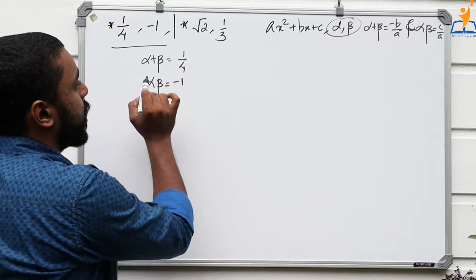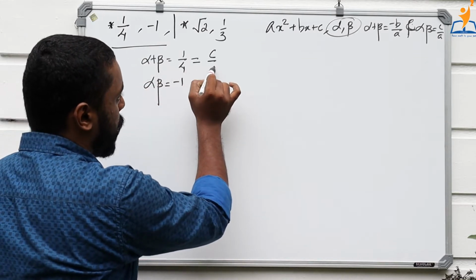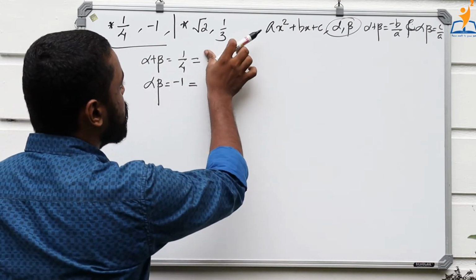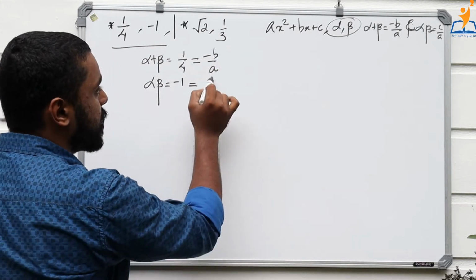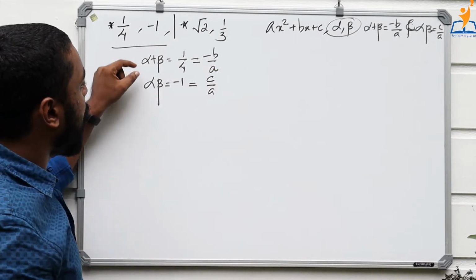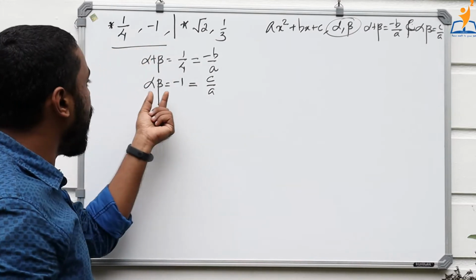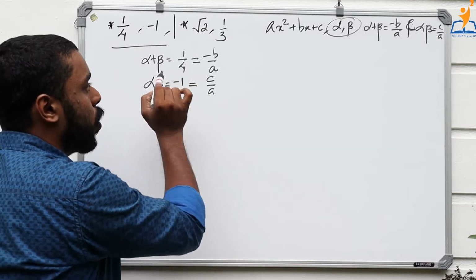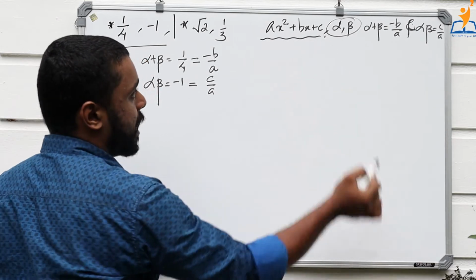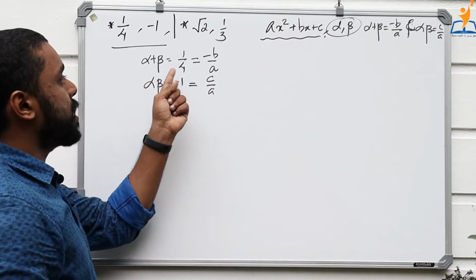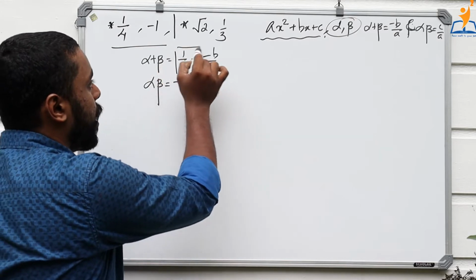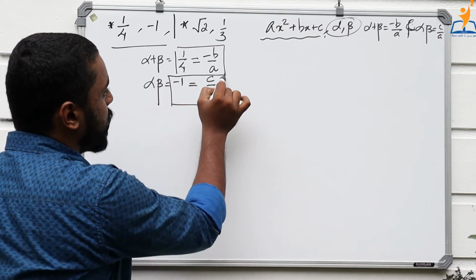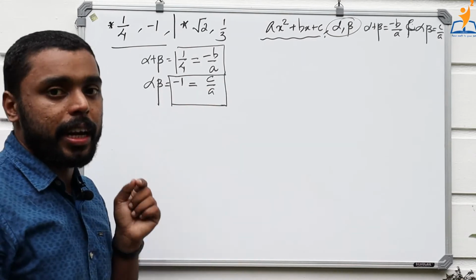Now we know that alpha plus beta is nothing but minus b by a and alpha beta is nothing but c by a. So given that alpha plus beta is equal to 1/4 and alpha beta is equal to -1, we apply our knowledge here. For any quadratic polynomial of the form ax square plus bx plus c, alpha plus beta is minus b by a. So from here we have minus b by a is equal to 1/4. Also from here we have -1 is equal to c by a.